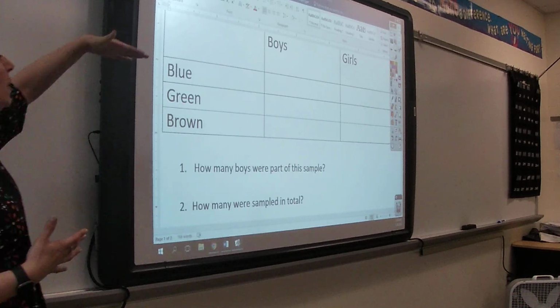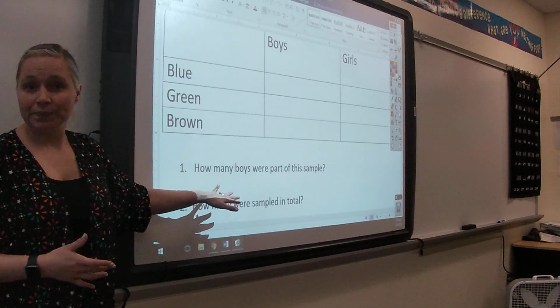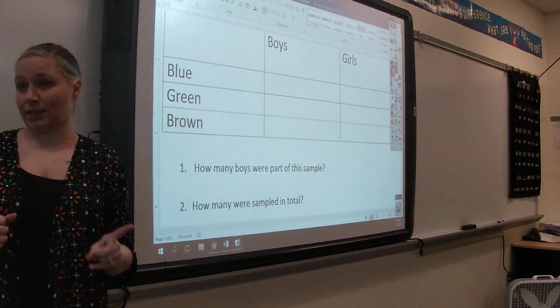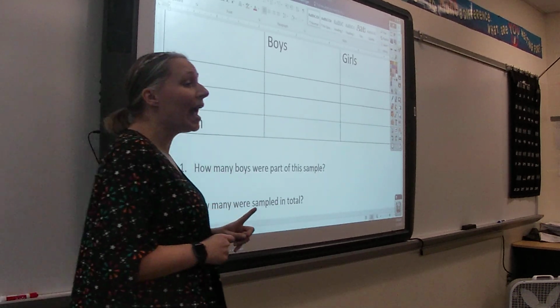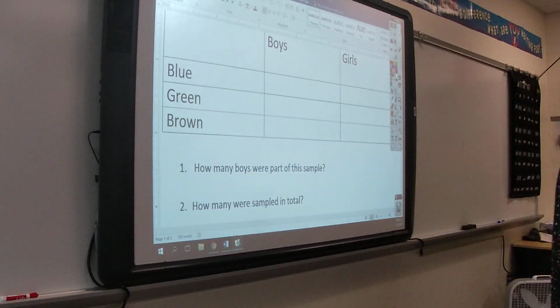So today we're doing data on eye color. I'm giving you 3 choices. You are going to have to decide if your eye color is blue, green, or brown. I can figure this out.